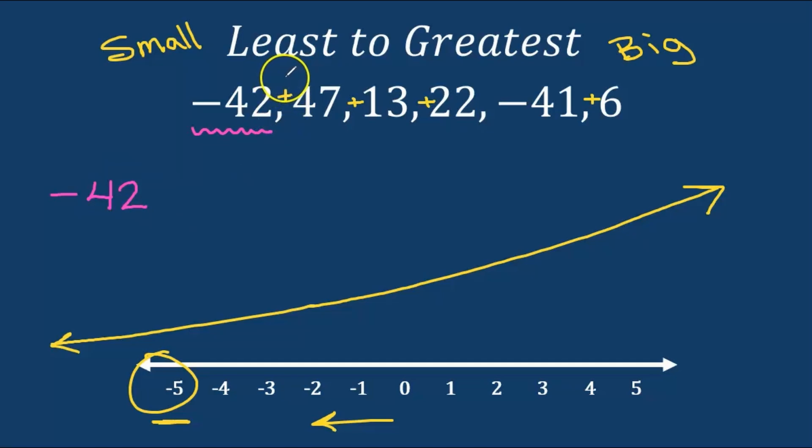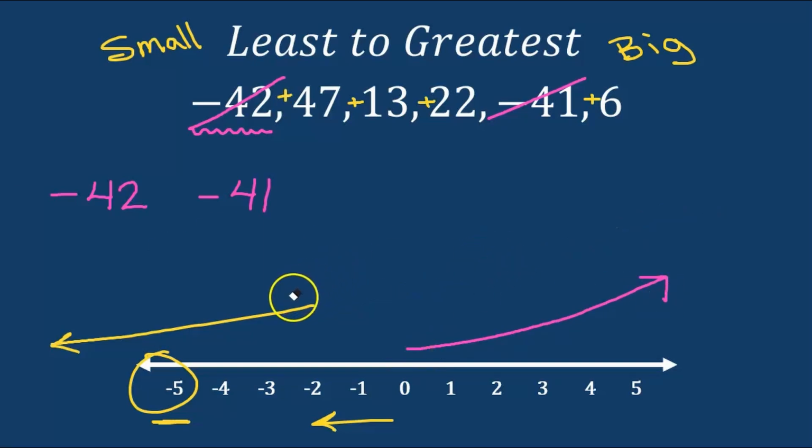I tell my students to make sure to cross that number off. This tracking system is a good way not to miss anything or get confused. That means the next closest to 0 negative is negative 41. After that, we have all positive numbers, and above 0 are our positives. So from here, we're going to go back to the smallest valued number closest to 0. So we have positive 6, and then we're going to count upward.